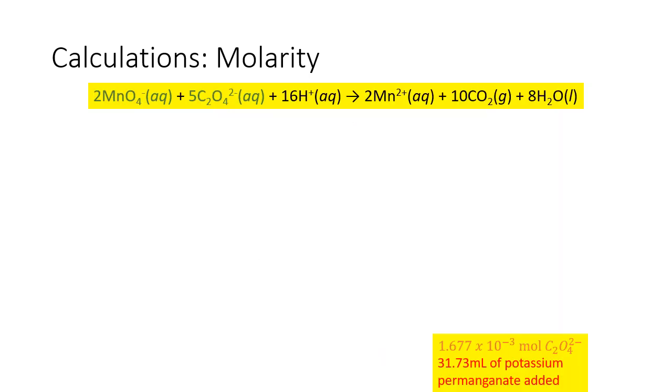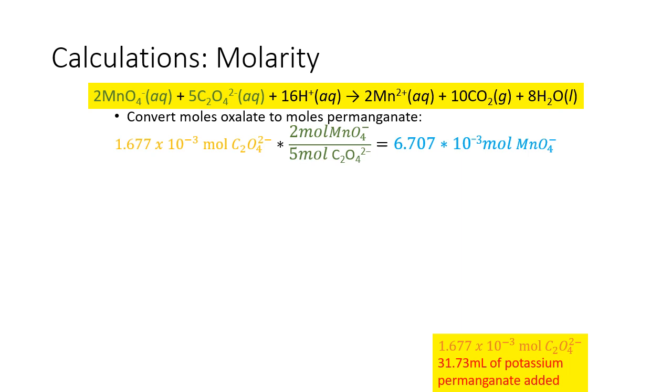All right, so at this point, we need our balanced chemical equation, and there it is. We have the data from the previous slide, and we want to go from oxalate to permanganate. So we have 5 oxalate for every 2 permanganate. And so we put that ratio in there, and we get 6.6707 times 10 to the negative third moles of permanganate.